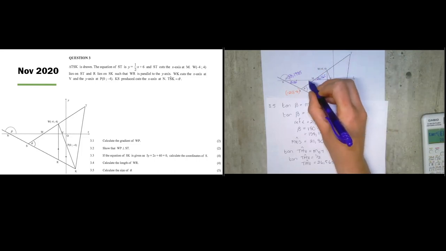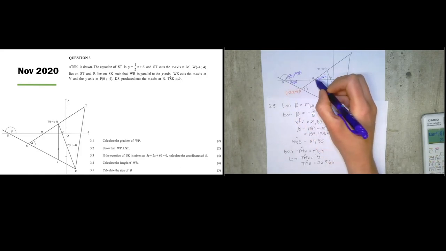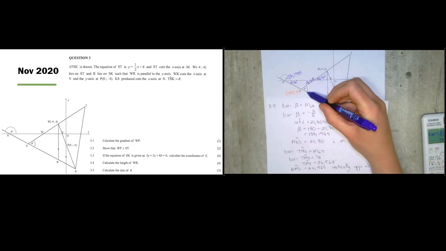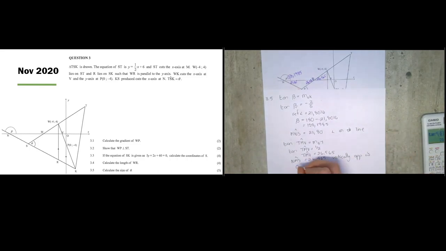26.565. From there, I can go vertically opposite. So that's angle NMS. Angle NMS is 26.565, vertically opposite angles are equal. Let's fill it in, 26.565. And now I can get theta using the exterior angle of a triangle. If I add up the two inside angles, I'll get the outside. So my final step, theta is equal to 21.80 plus 26.565. I'm going to round my final answer off to two decimal places. That's 48.37, and it's the exterior angle of a triangle.